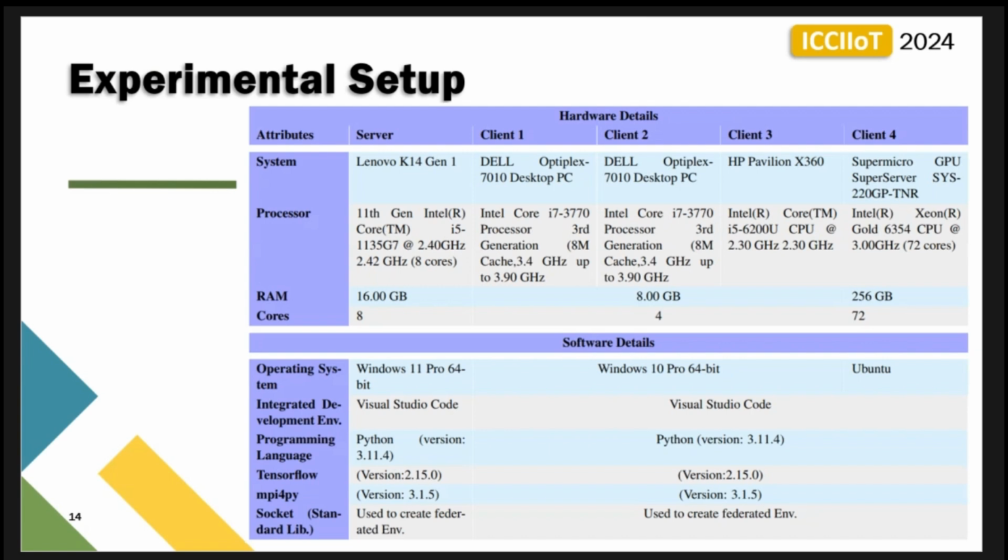Here is the experimental setup details of hardware and software. We utilized a total of 5 machines in our experimentation. One of them is utilized as a server machine, and 4 of them are used as compute nodes or client machines. Clients 1, 2, and 3 are normal PCs, and client 4 is a supercomputer with 72 cores available. For creating a federated learning environment, we use socket programming from the Python programming language to establish the client-server environment.